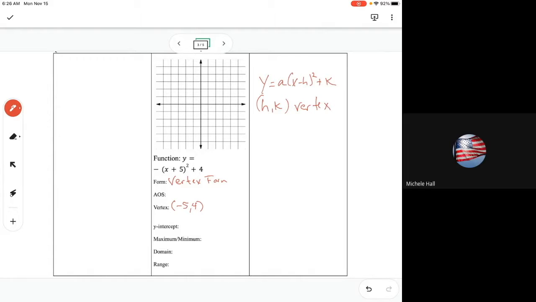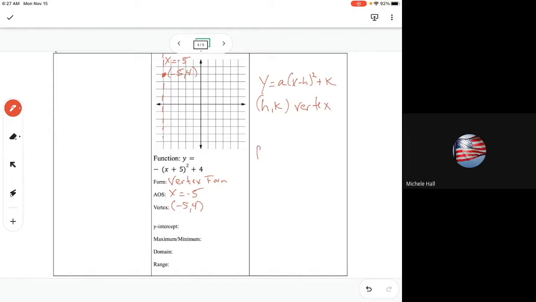If I am in vertex form, then that would be the first thing that I find, the vertex. I plot the vertex at negative 5, positive 4. I know that the AOS, the axis of symmetry, is going to go right through that vertex. So I already know that the axis of symmetry is going to be the vertical line x equals negative 5. Make sure that I label my axis of symmetry and vertex. And now looking for the y-intercept.